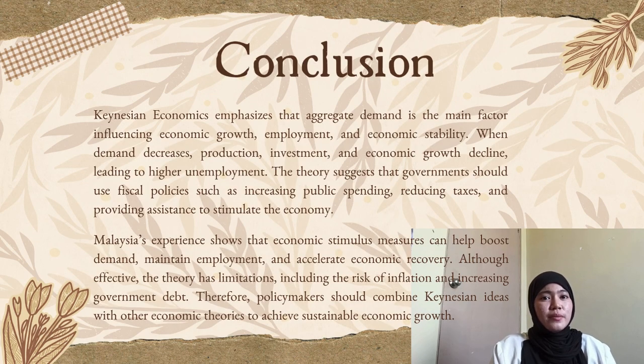It suggests that the government can help stimulate the economy through fiscal policies such as increasing public spending, reducing tax, and providing financial assistance. Malaysia has used these measures during economic downturns to support businesses, create jobs, and encourage economic recovery. Through this assignment, I learned that government spending can create a multiplier effect. When the government spends more, it increases income and employment, which then encourages further spending and investment in the economy.